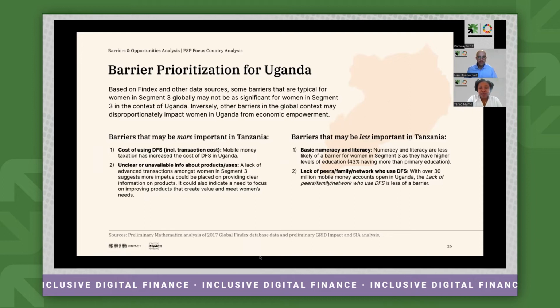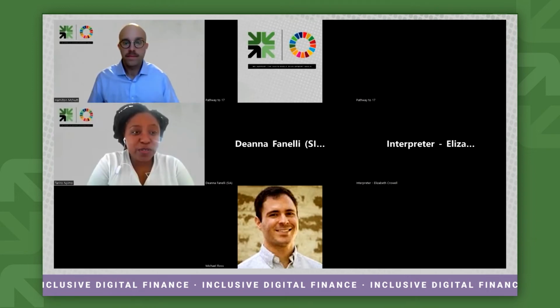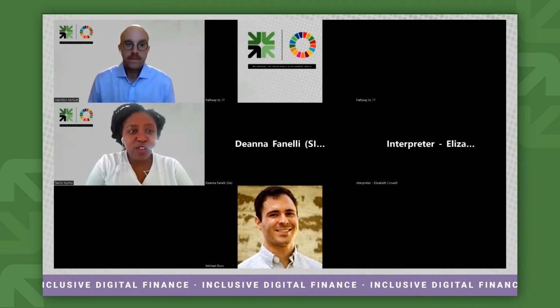I think it's very interesting going through all the different barriers, and trying to analyze each barrier and which barriers to prioritize, and which ones are less of an issue, or even which interventions are really relevant for that context. So I'm going to go back to segment 1, which is your excluded and underserved.